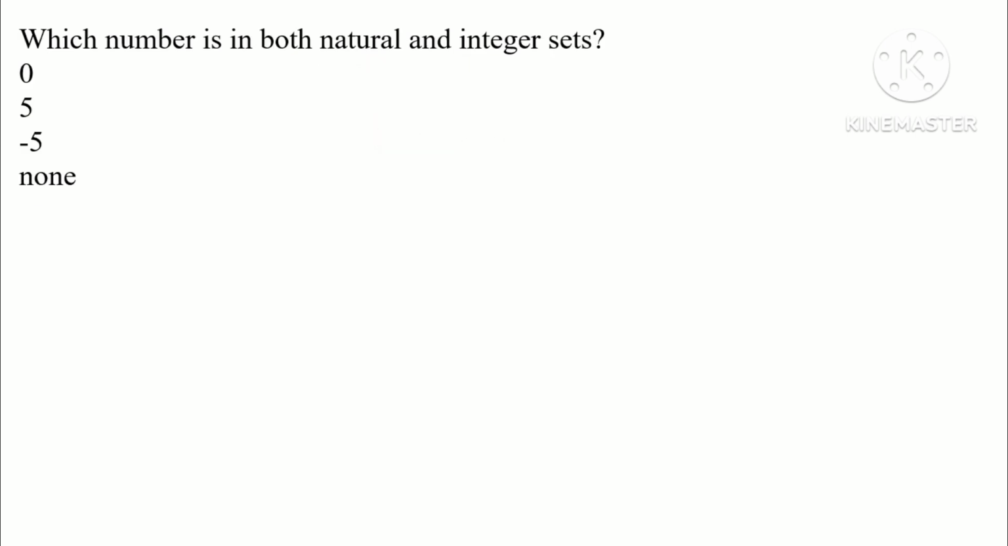In this question, they have given: which number is in both natural and integer sets? So, as 0 is not a natural number, this is not the answer. 5 will be a natural number and also an integer. So, 5 is the right answer.